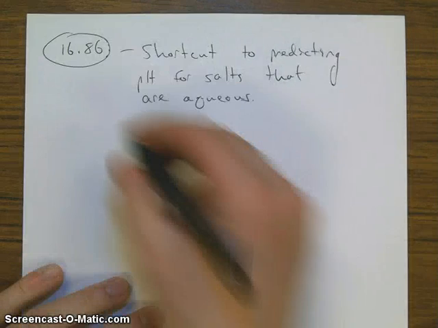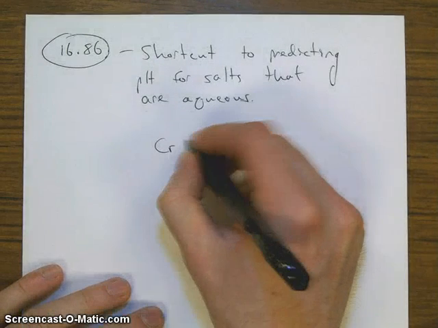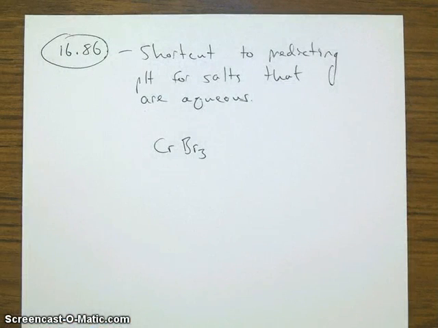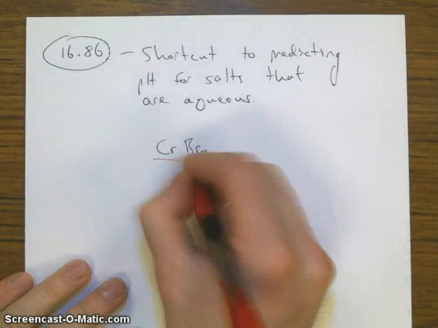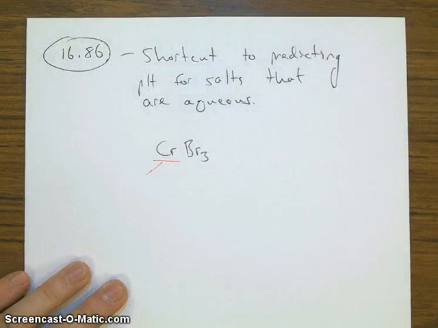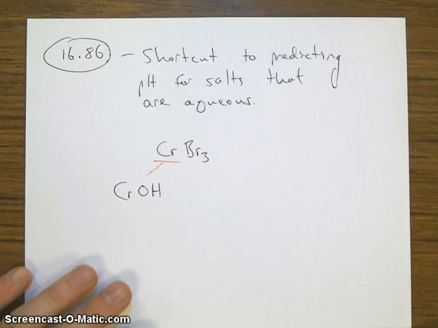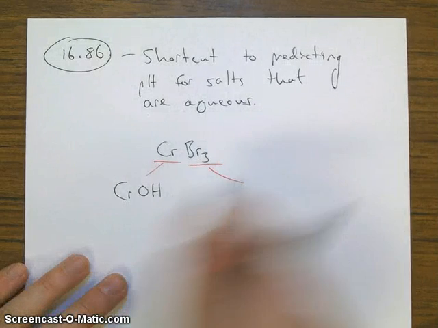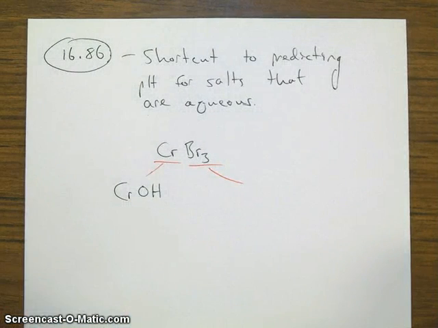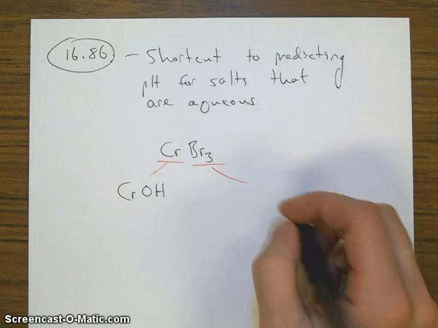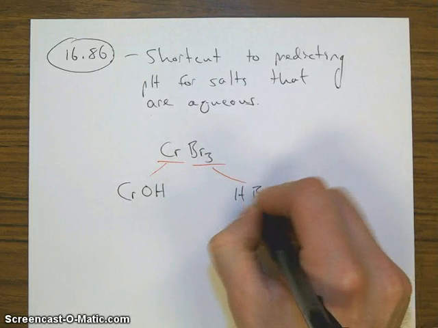All right, so let's begin with A, which is CrBr3. My shortcut begins with taking the cation, which is chromium, and then pairing it with hydroxide. Now, don't worry about the ratio of hydroxide ions to chromium ions on this. What we're doing is just a trick so that we can predict whether this salt, when dissolved in water, is acidic, basic, or neutral. Now, take the anion and pair it up with hydrogen.